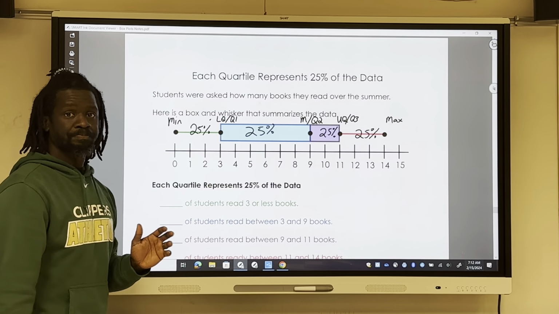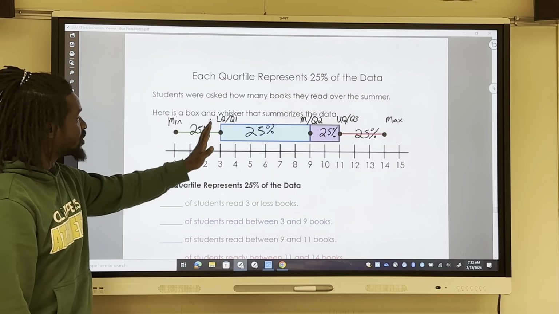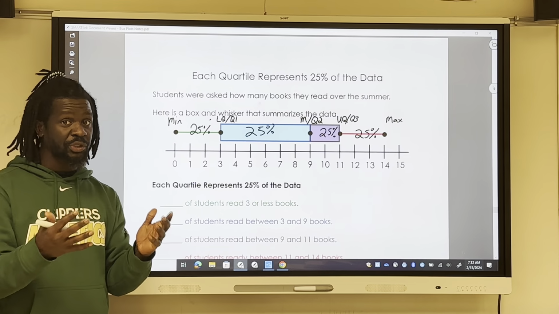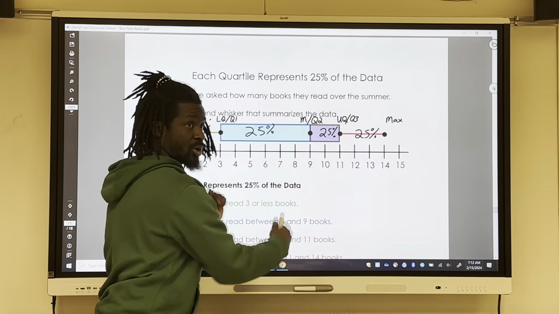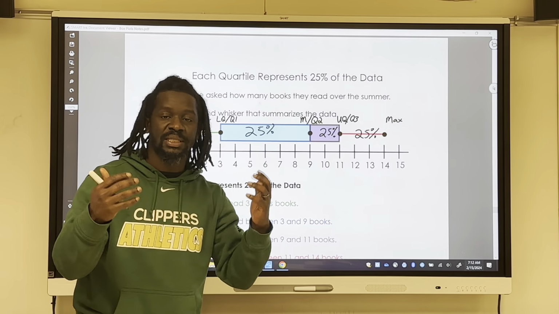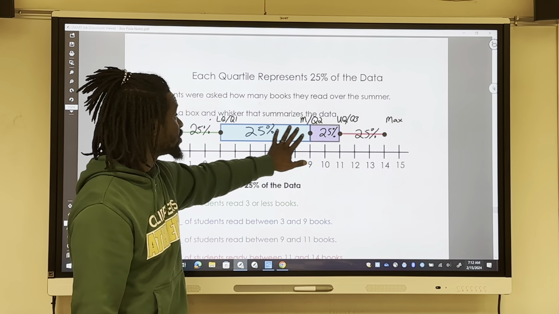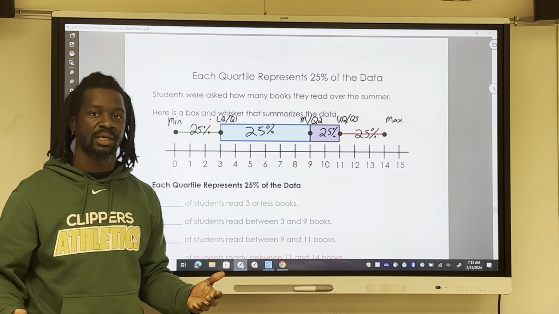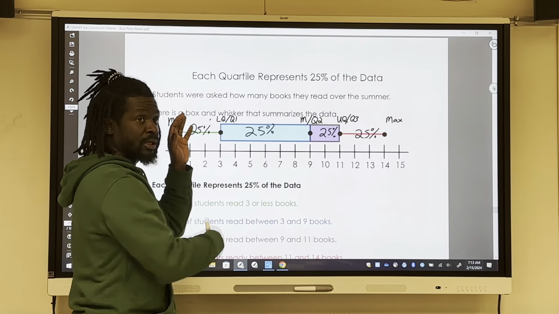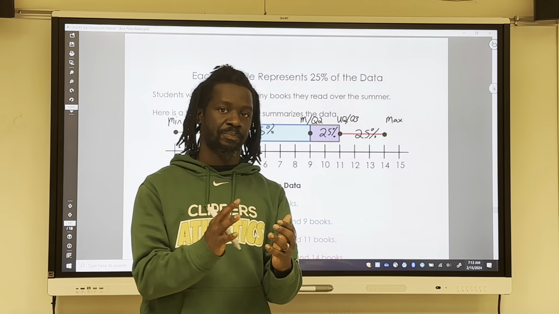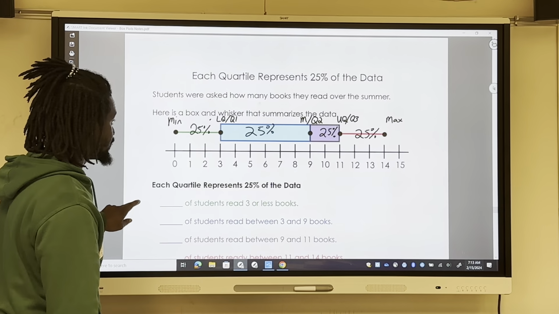Okay, so with that said, what you should see really quickly is this section looks like it's longer. So a common mistake is for students to think that there's more numbers that fall in between that, but that's not the case, okay? Again, from each point to the next point, there's just 25% of the data, okay?